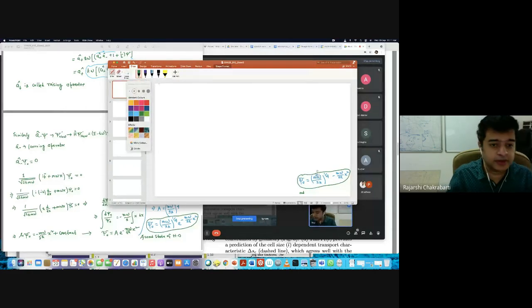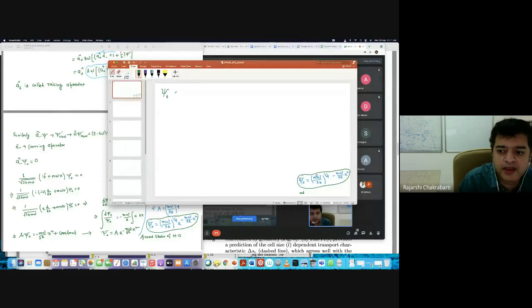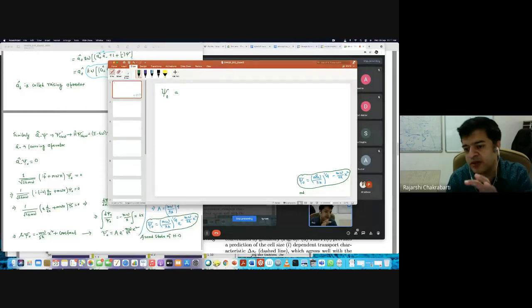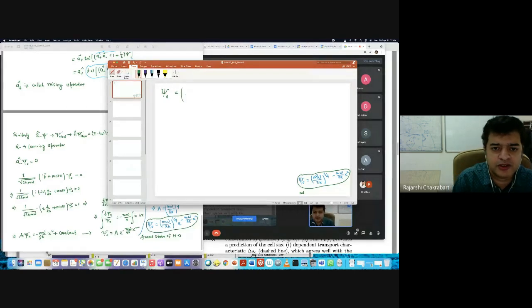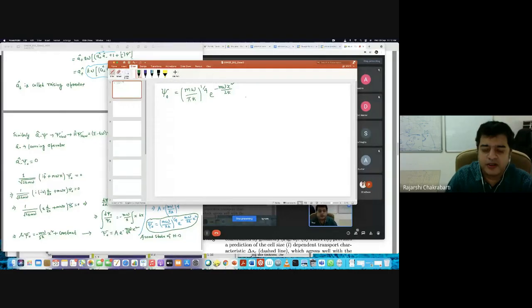There is a function. Let us take this. So your psi naught is, okay, one thing. I don't expect you to remember all these coefficients. It is not expected, so I am not going to ask any question that you have to remember this. But what you should know is that the ground state is Gaussian. I think many of you know this. Okay, so this is the ground state.